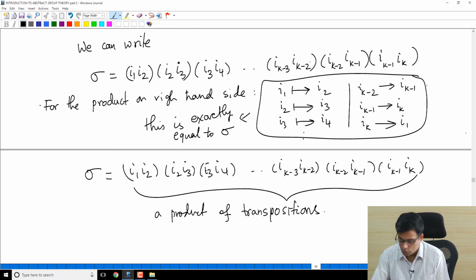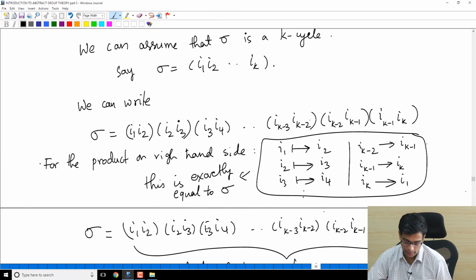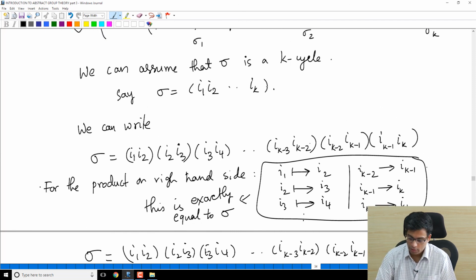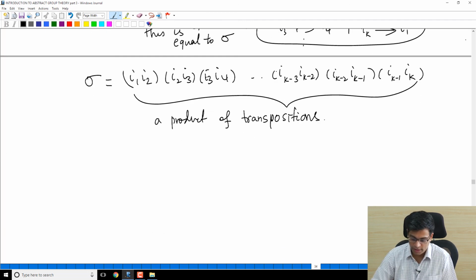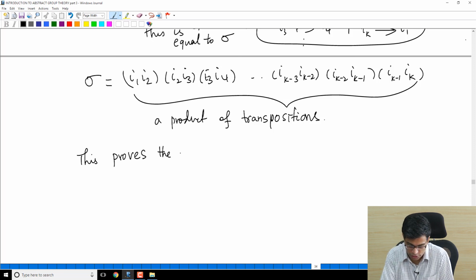So we have shown that given any k cycle I1, I2, ik, I can write it as a product of transpositions. And we have already said that any permutation is a product of cycles, and every cycle can be written as a product of transpositions. So any permutation can be written as a product of transpositions. This proves the proposition.